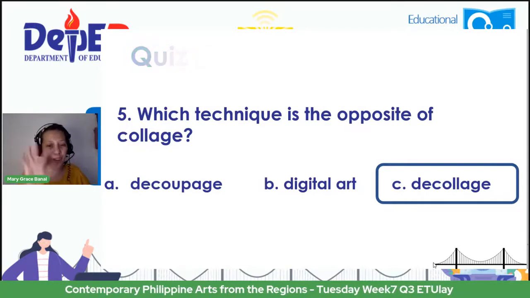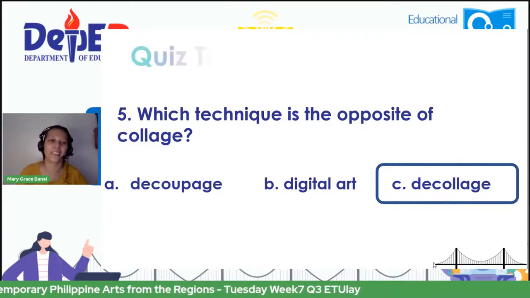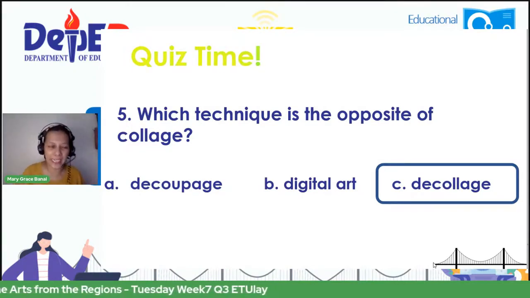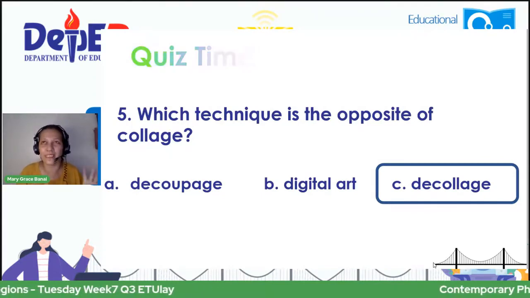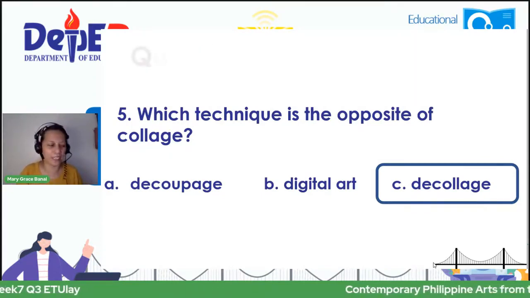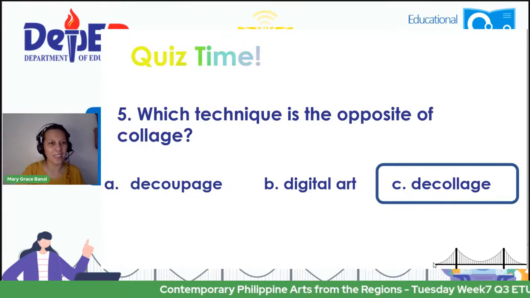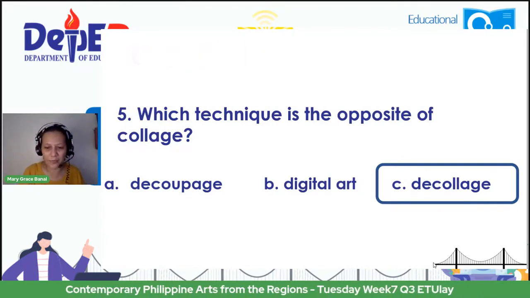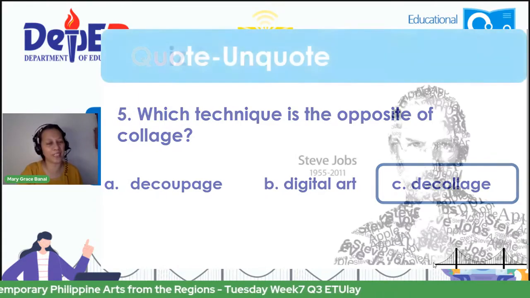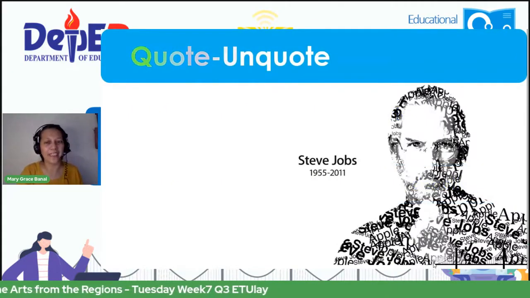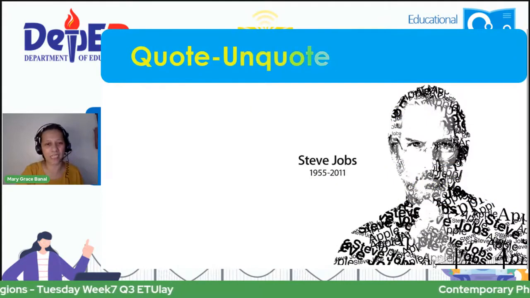You got a perfect score of 5 in our quiz time, which means that you're able to learn the techniques that we discussed earlier in our online tutorial lesson. Okay, and of course, this may be the end of our lesson officially, but I would like to leave you with a quote, as usual, this time coming from Steve Jobs.